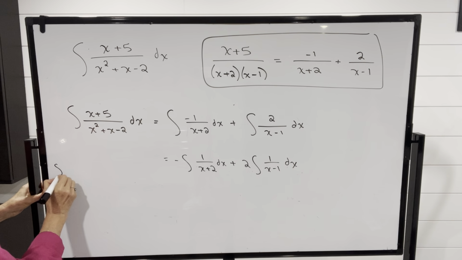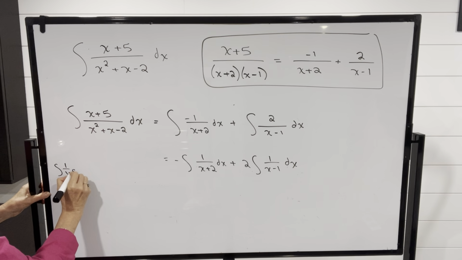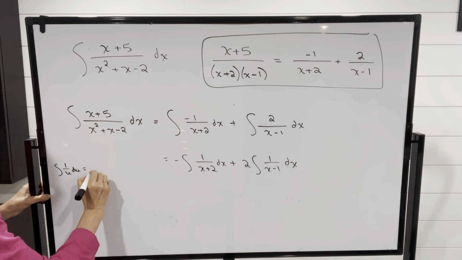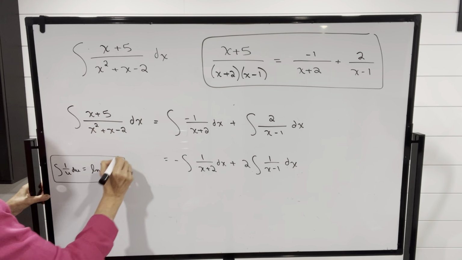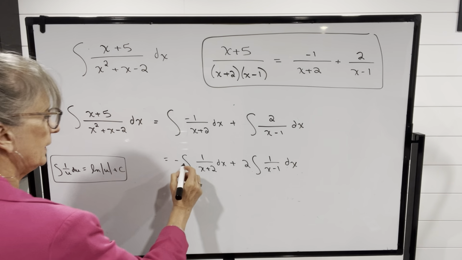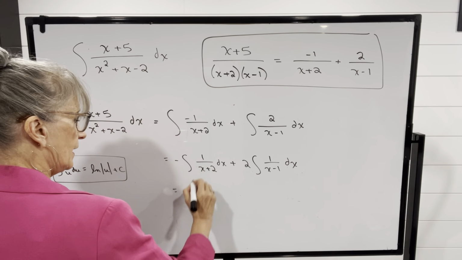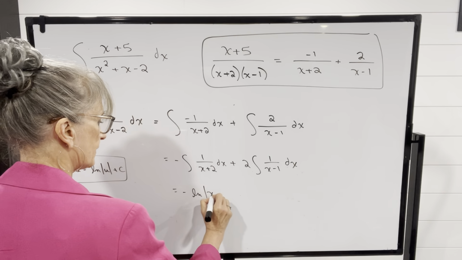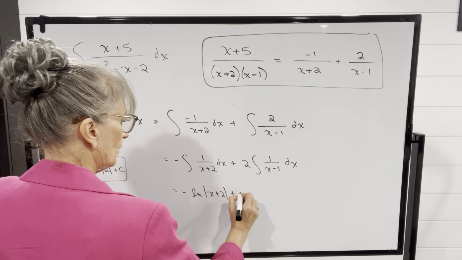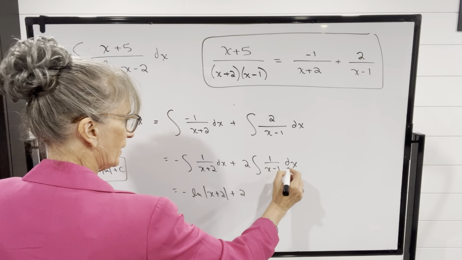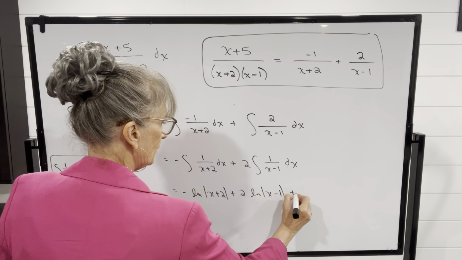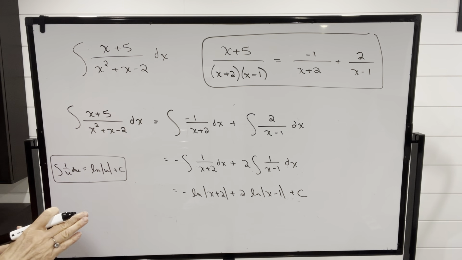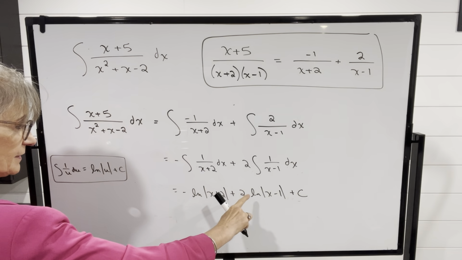Remember, if I have the integral of 1 over u du, that's going to be equal to the natural log of the absolute value of u. So I'm using that pattern, and I'm going to get natural log of the absolute value of x plus 2 plus 2 times the integral of 1 over x minus 1 will be the natural log of the absolute value of x minus 1 plus c. I can leave it like that, or I can simplify by using some properties of logs.